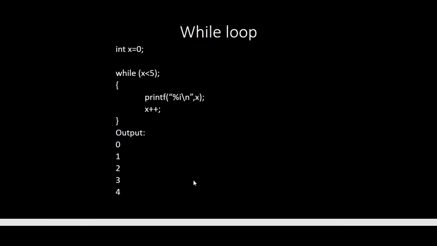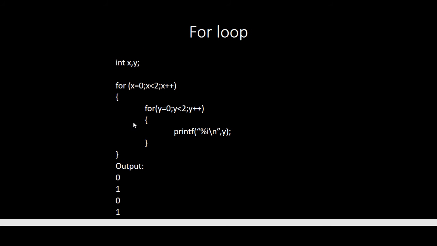Loop. Loop is to run a step continuously until it's false. So here you see integer x equal to 0. While x less than 5, it means that it will keep running this statement until x is equal to 5 or more than 5. So the output will be 0, 1, 2, 3, 4. It will not print output 5 because 5 is equal to 5 and is no longer less than 5.